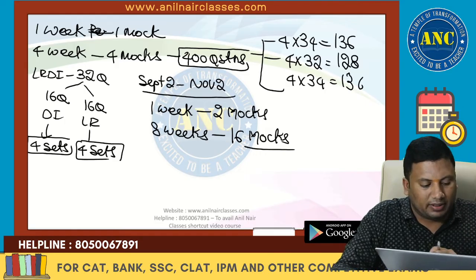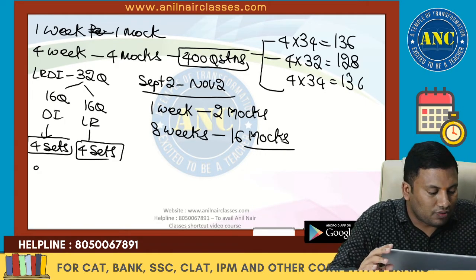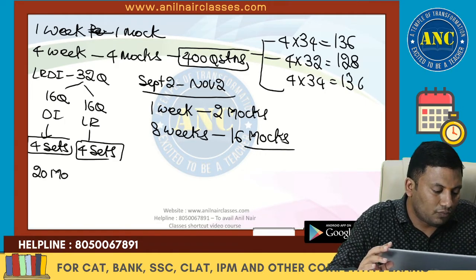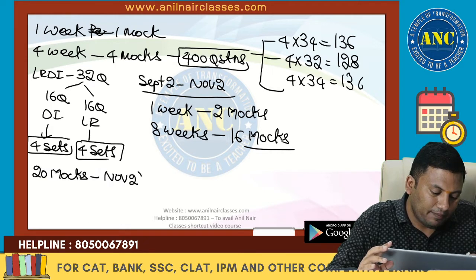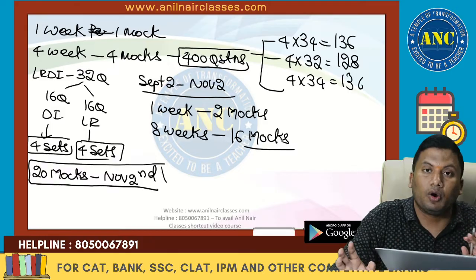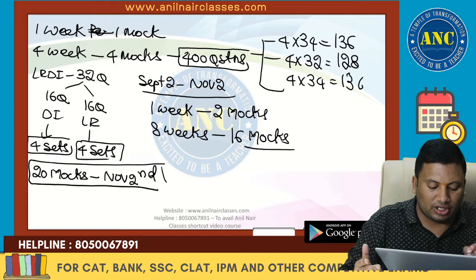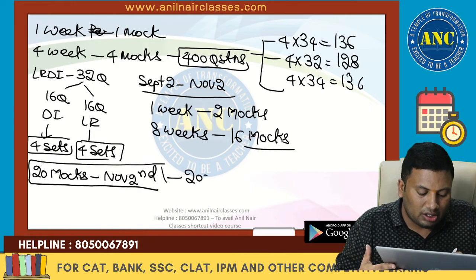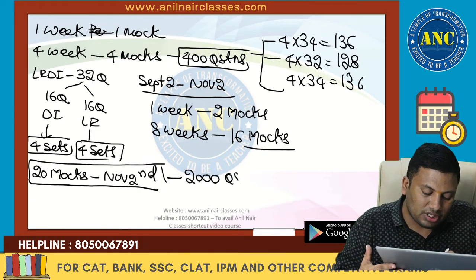16 plus 4, that is 20 mocks you attempted till November 2nd. I hope it is clear. Each mock has 100 questions. That means you solved 2000 unique questions that are coming close to the CAT level.